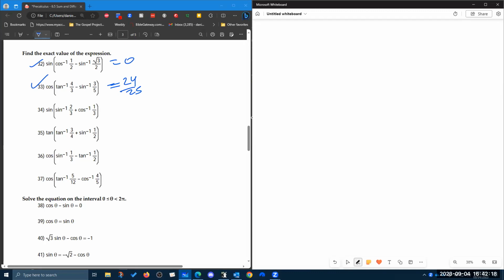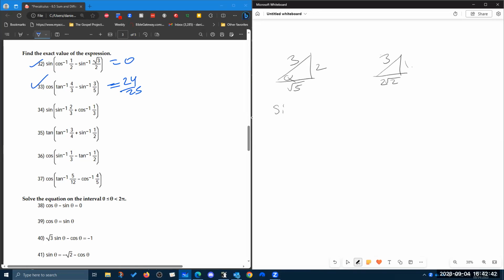Sine is positive, so I'm in quadrant 1. 2/3. 9 minus 4 is 5, so that's root 5 for alpha. Cosine is positive, so I'm also in quadrant 1. 1, 3. 9 minus 1 is 8. Root 8 is 2 root 2.